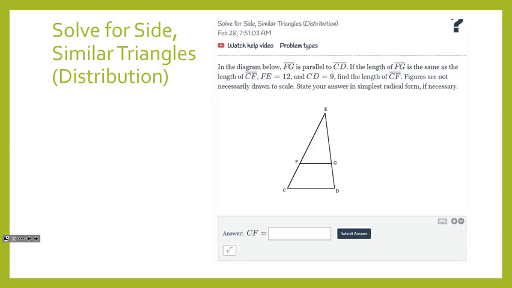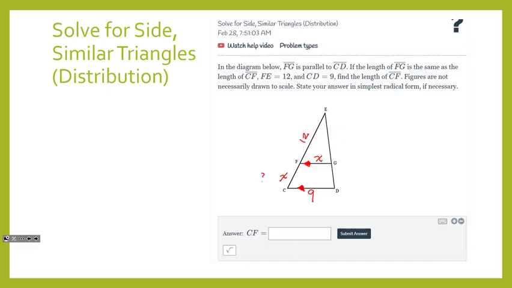In the diagram below, FG and CD are parallel. I'm going to mark these. These are parallel, which means they create unique angles, right? The length of FG is the same as the length of CF. Now, they don't tell us what it is. FG, so we're going to call X, is the same thing as CF. FE is 12. CD is 9. Find the length of CF. This is the one that they want you to find.